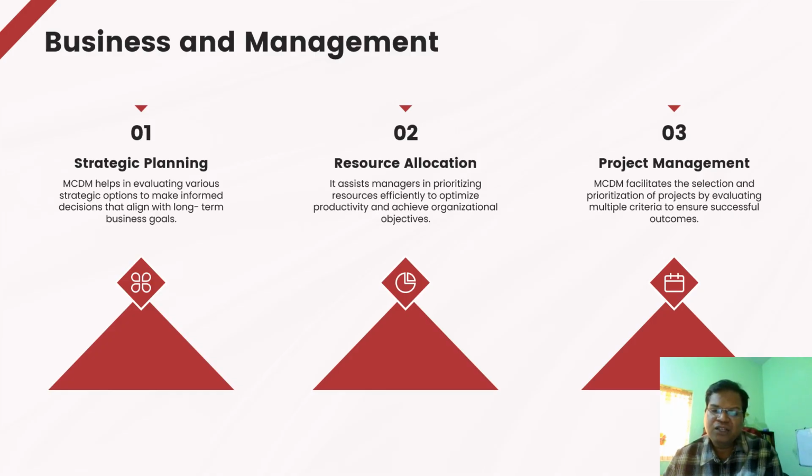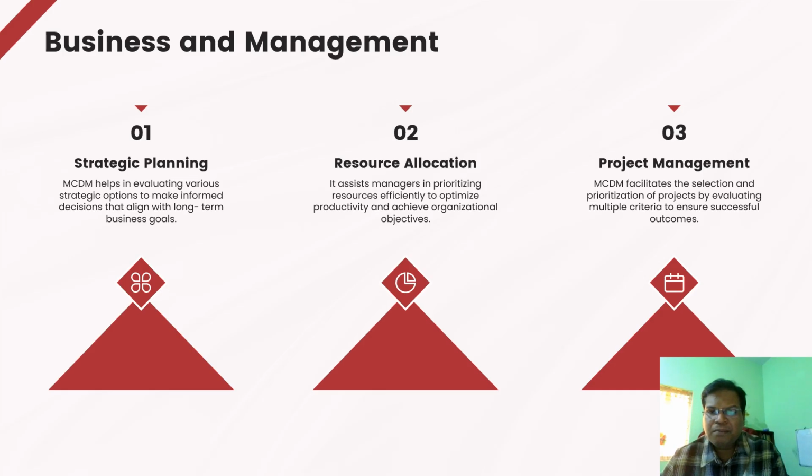Another is resource allocation. Which kind of resources we can use for different types of projects, for that also we are using MCDM methods. MCDM is one of the research areas and it is very easy to use rather than our conventional methods. It assists managers in prioritizing resources efficiently to optimize productivity and achieve organizational objectives.